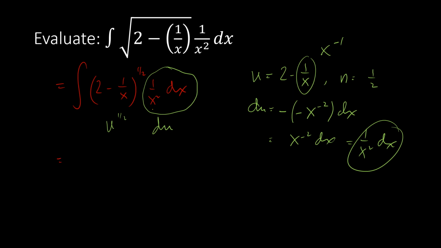So our answer here will be u raised to 1/2 plus 1, or 3/2, or (2 minus 1 over x) raised to 3 halves all over 3 halves. Okay? Plus the constant c. So that is already our final answer.